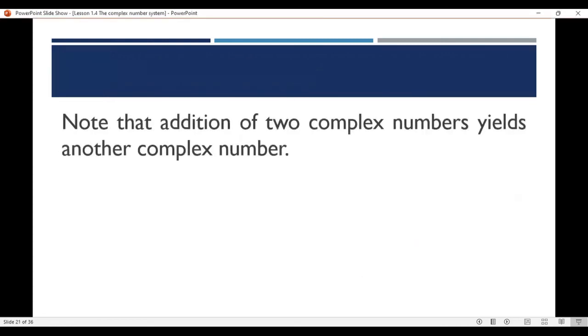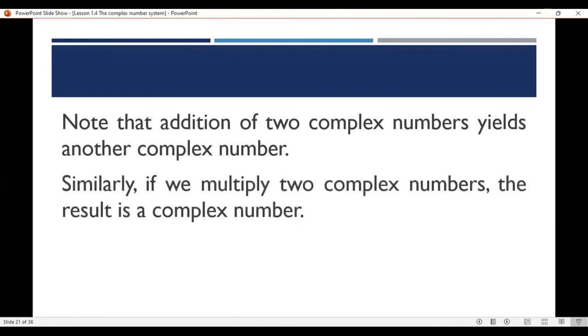Okay, note that the addition of two complex numbers yields another complex. Totoo naman talaga, di ba? Mapansin mo, lahat ng ginawa natin, in-add natin na mga complex, ang result niya ay complex pa rin. So, ibig sabihin, the operation under addition is closed to complex kapag in-add natin yung dalawang complex. Closed to complex. Similarly, ganun din sa multiplication. Kahit pa mag-result ng real number yon, under pa rin ng complex yon.